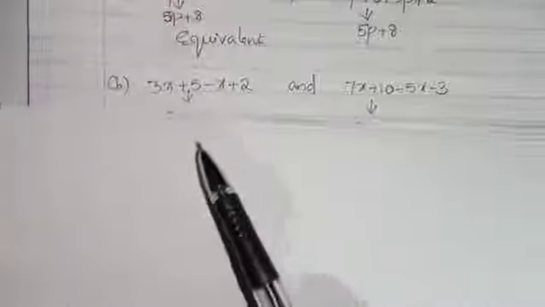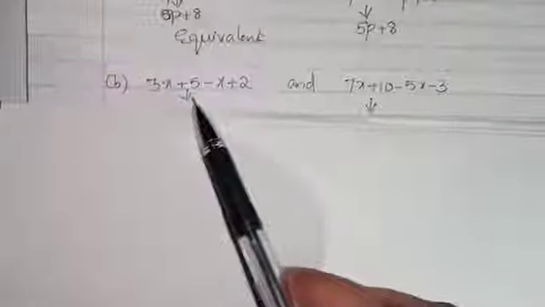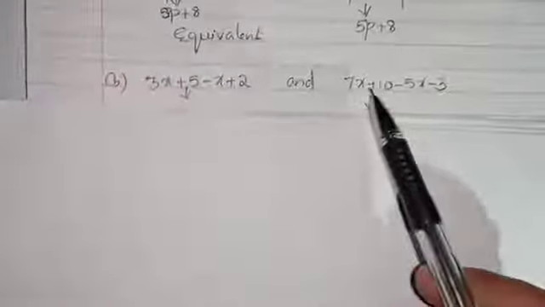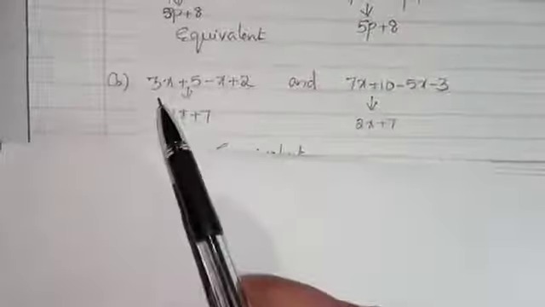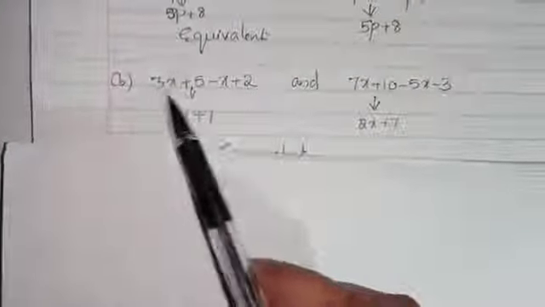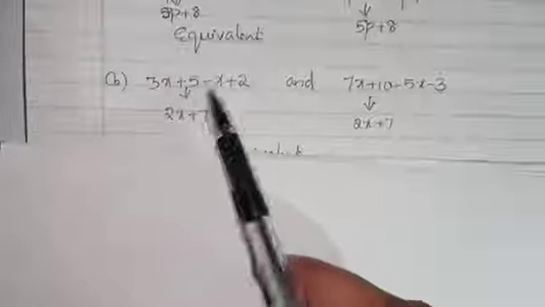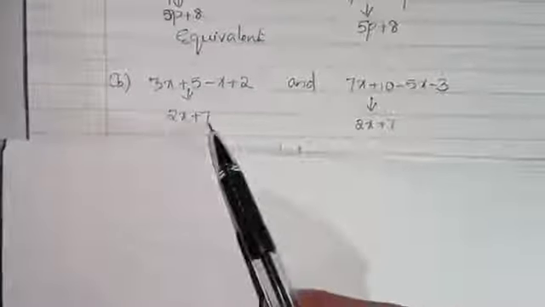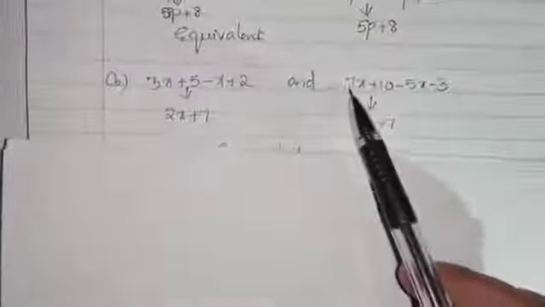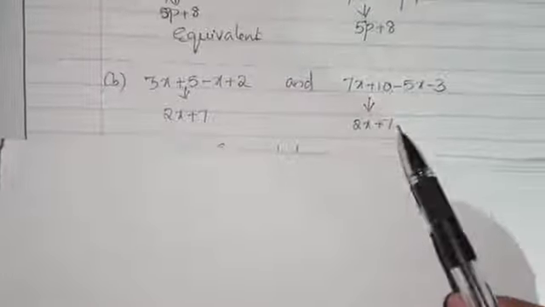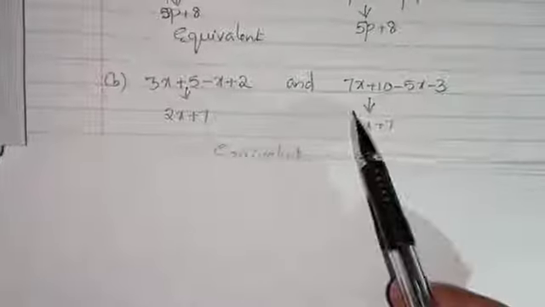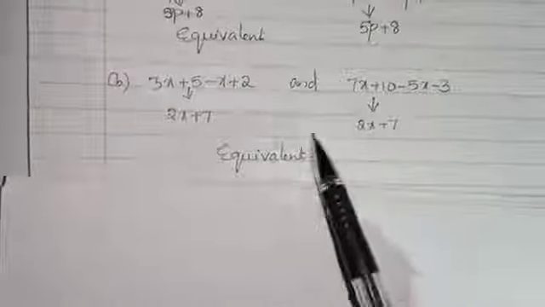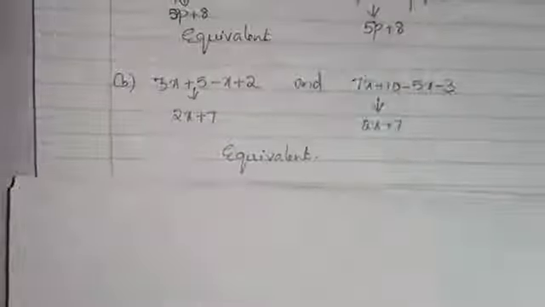Then option B, 3x plus 5 minus x plus 2 and 7x plus 10 minus 5x minus 3. 3x minus x, 2x. 5 plus 2, 7. So 2x plus 7. The second expression, 7x minus 5x, 2x. 10 minus 3, 7. So 2x plus 7. So these two expressions are same. So these two expressions are equivalent.